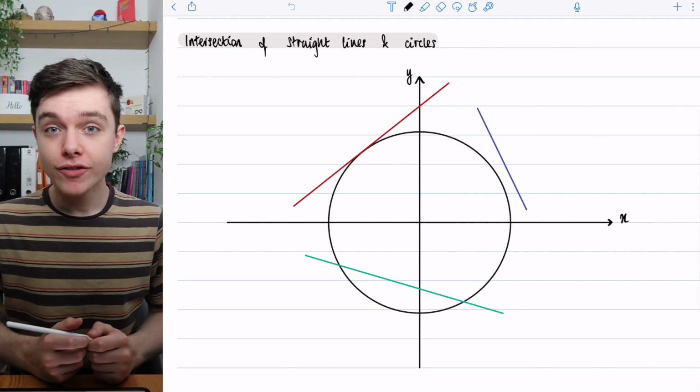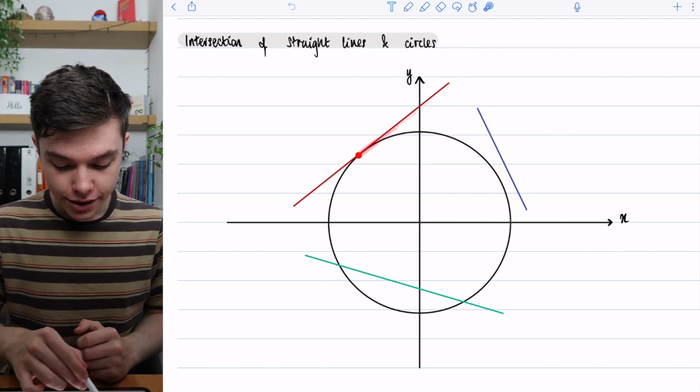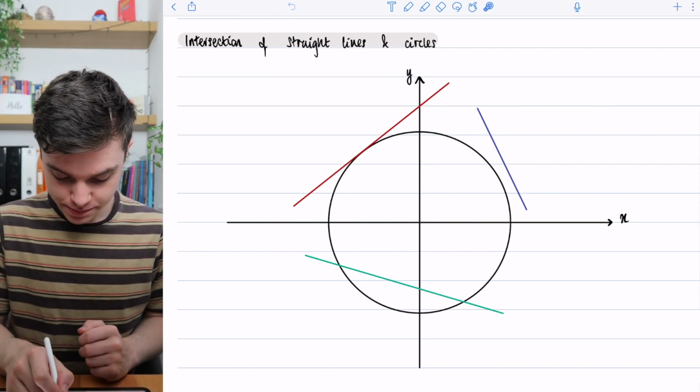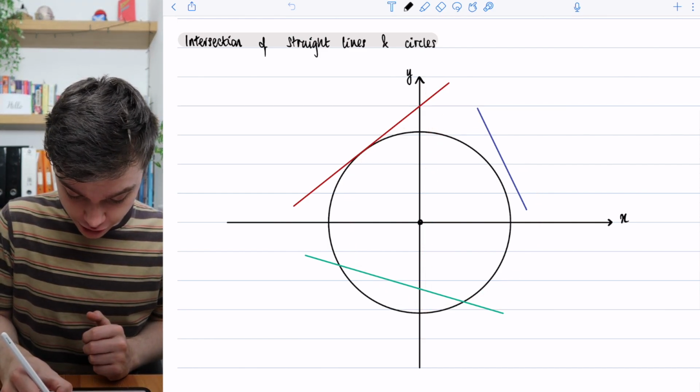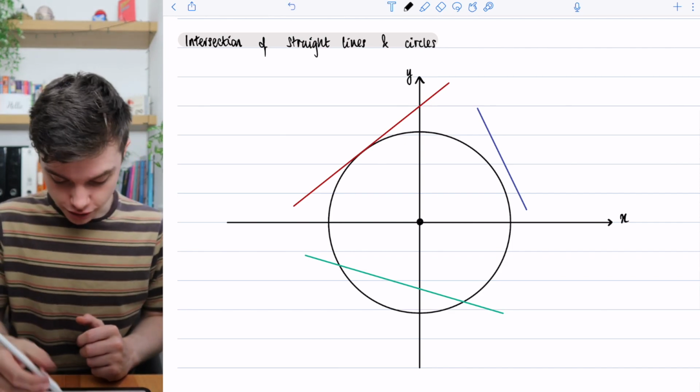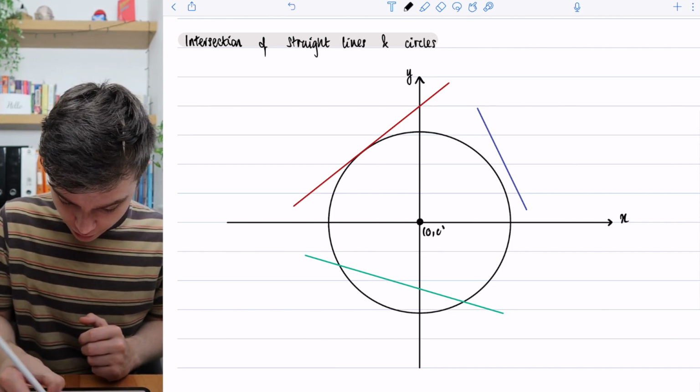In this video we're going to have a look at intersections of circles and straight lines. We can see here I've got a circle and I've got three straight lines. Here are my axes, and we've got a circle. Just for a little bit of information, the centre of the circle is at the origin.